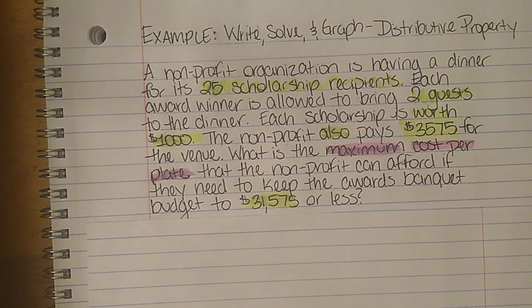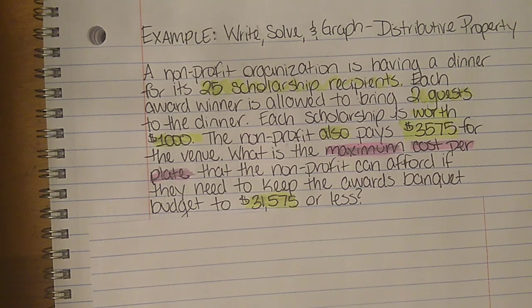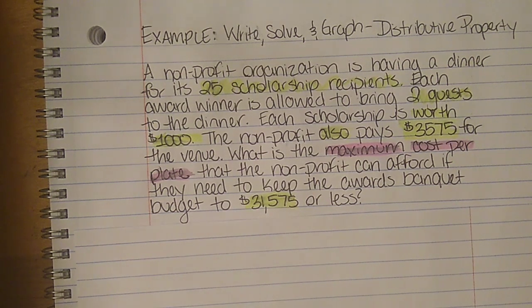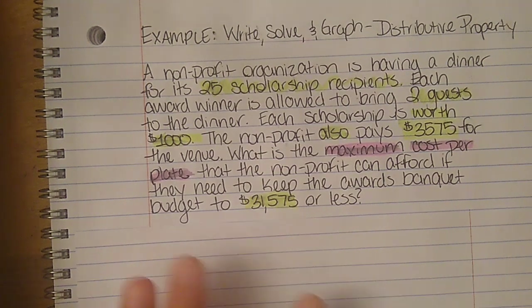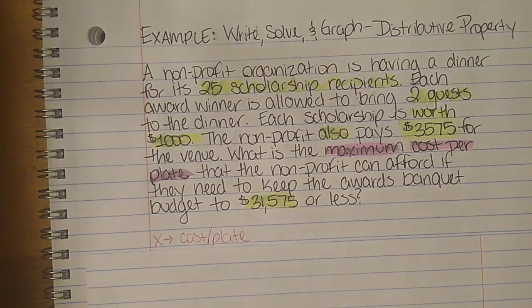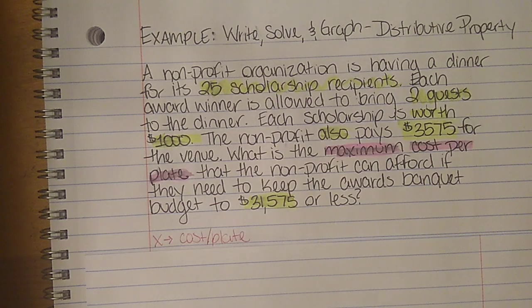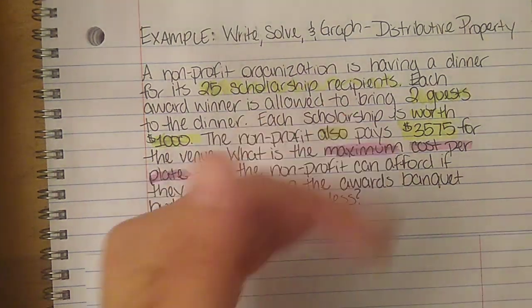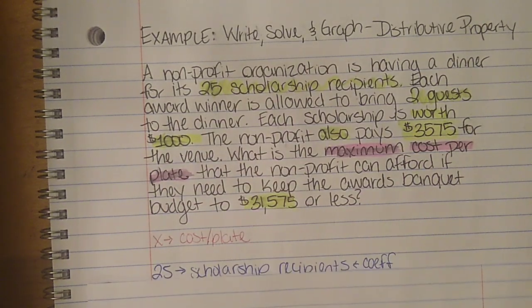So this is a situation that could come up, especially if you end up working in a capacity where you are actually creating these budgets for your company to stick to. So if we're writing out what we know, X, that variable, the unknown, is that cost per plate, and we know it's a maximum, so it's not going over this cost. We're trying to stick to this budget. We have a max cost, and we can go below it.